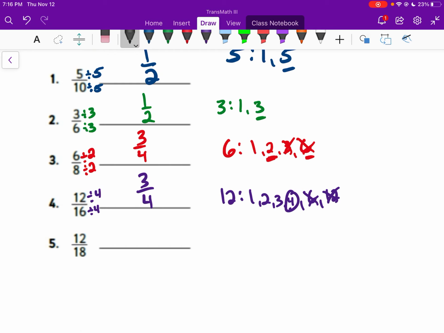All right, finally, number 5, factors of 12 again. 1, 2, 3, 4, 6, and 12. So when we look at this, first start with 12. 12 does not go into 18. 6 does, though. So we will divide both top and bottom by 6. 12 divided by 6 is 2. 18 divided by 6 is 3. So my simplified fraction is 2/3.